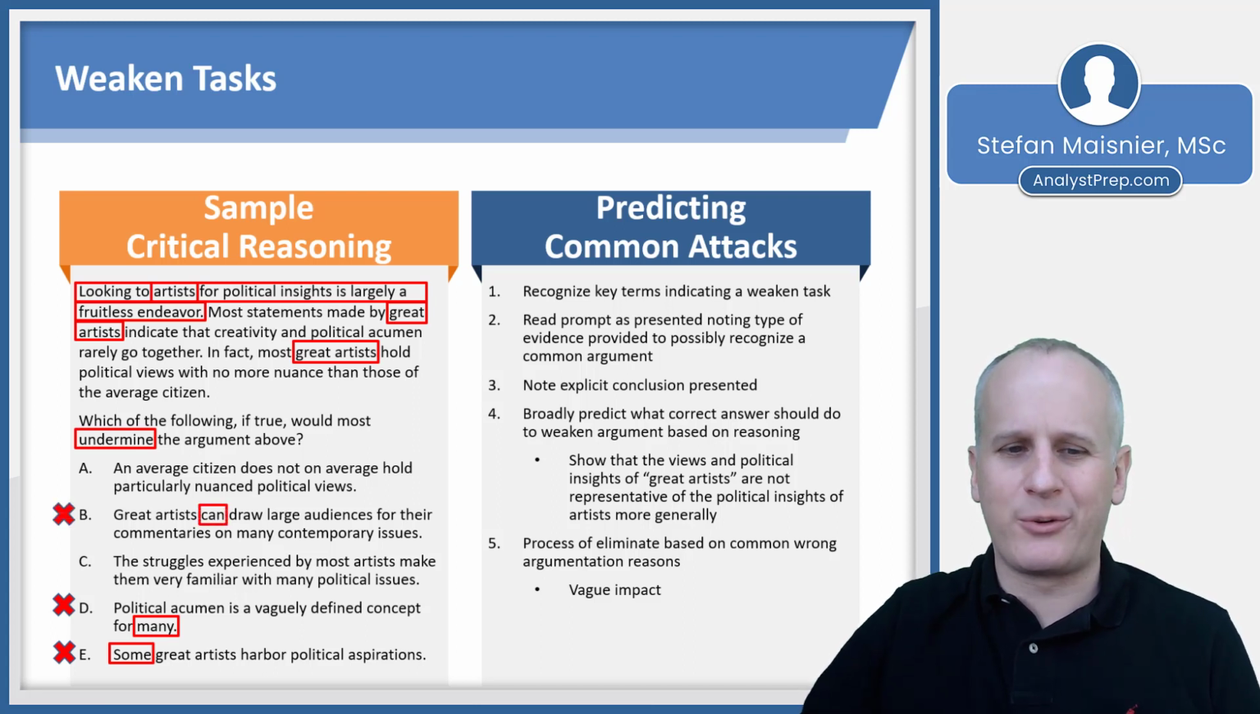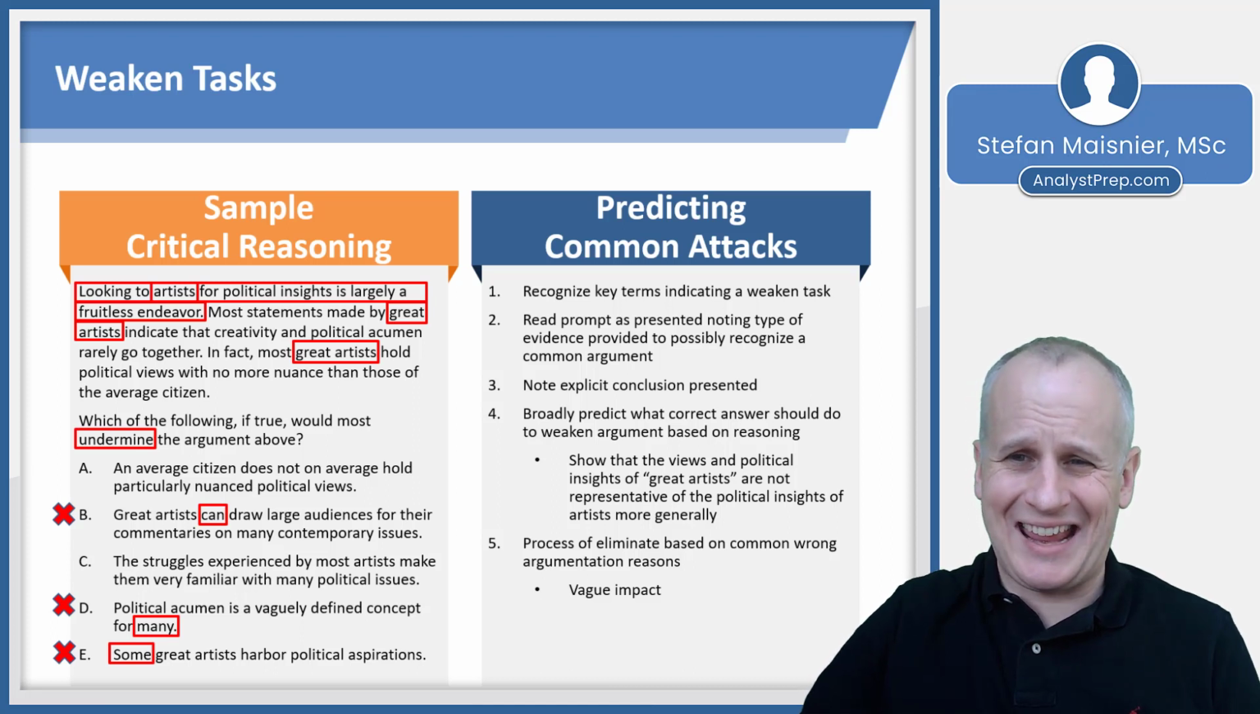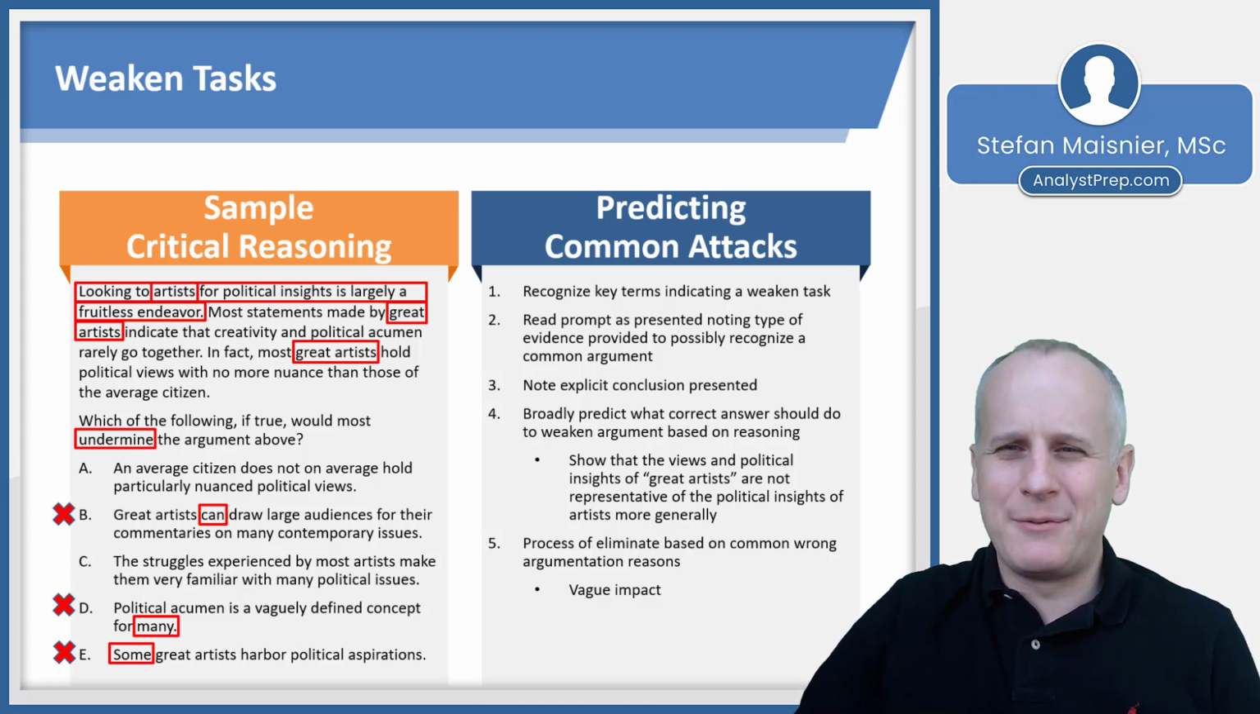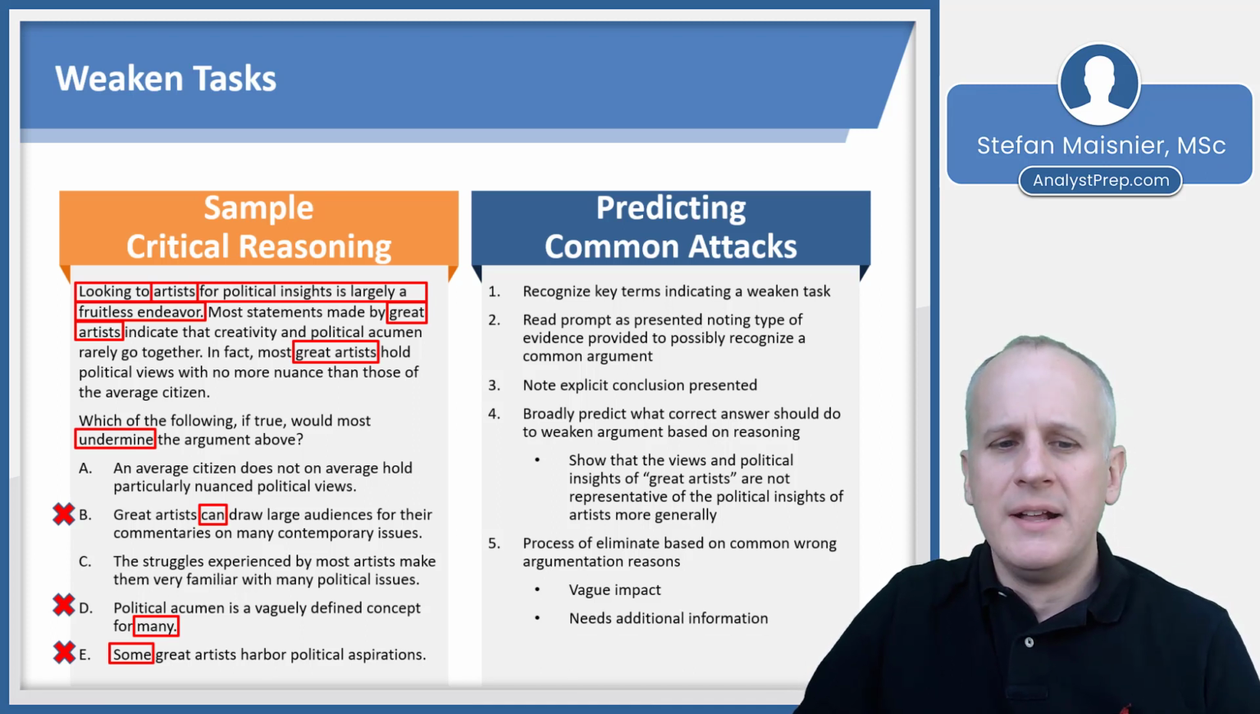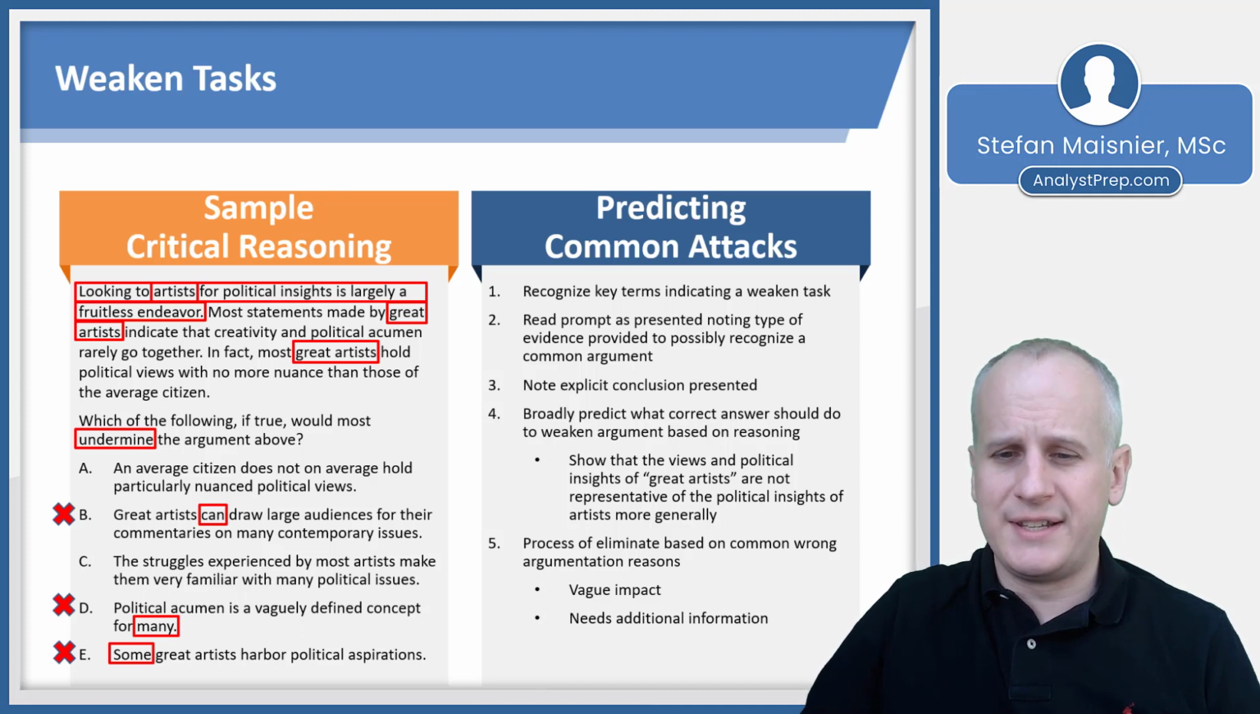And also for choice B, we've got great artists can draw large audiences for their commentaries on contemporary issues. Okay, are they political issues? Can draw? Okay, do they? I'd have to make quite a few logical leaps to make this do anything to the argument. And if anything, it probably ultimately ends up being closest to a strength anyway, but you just identify the vagaries here, and you can say, I don't know what that necessarily would do to our claim at the beginning of the paragraph. You also, of course, have answer choices that need additional information. In this case, B kind of needs additional information. There is some overlap in the reasons to eliminate here.